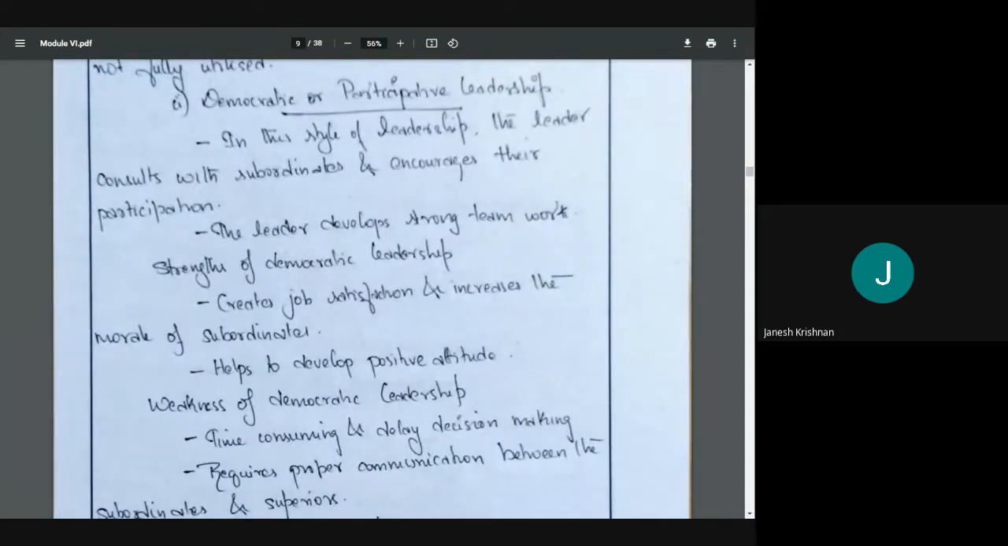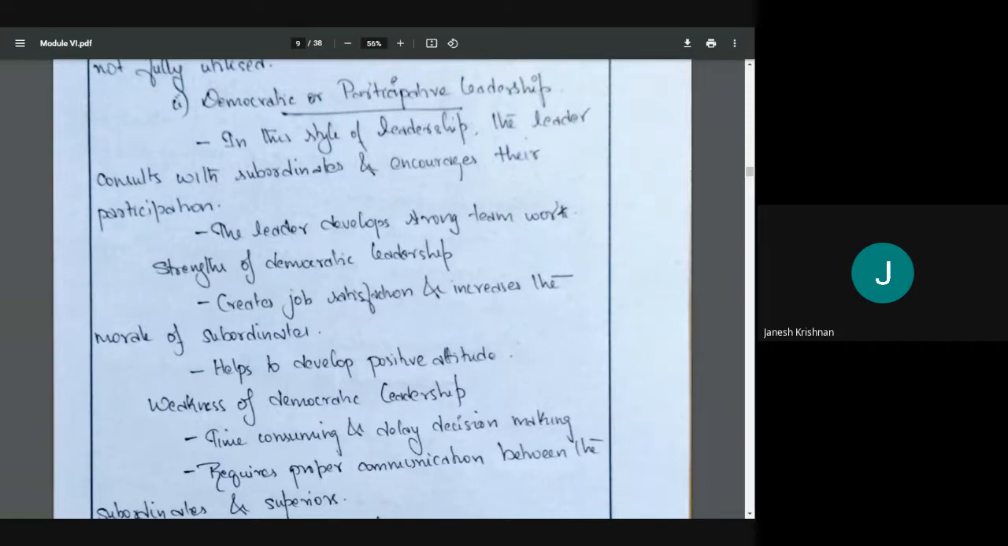The leader consults with the subordinates and encourages their participation. The leader develops strong teamwork, creates job satisfaction, increases the morale, and also develops a positive attitude. These are the strengths.